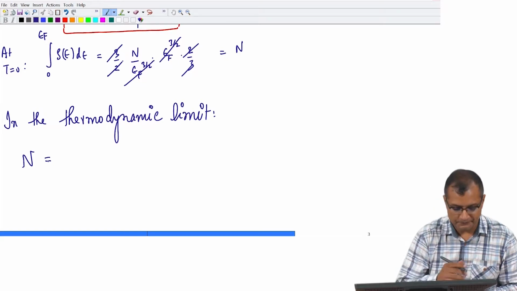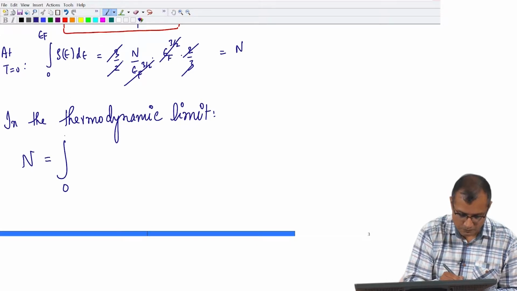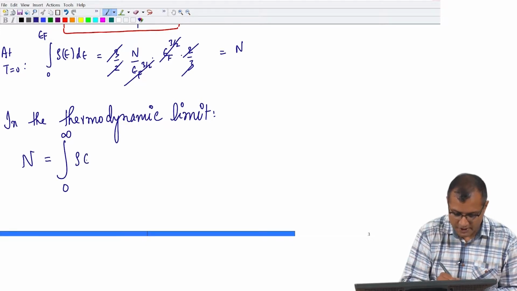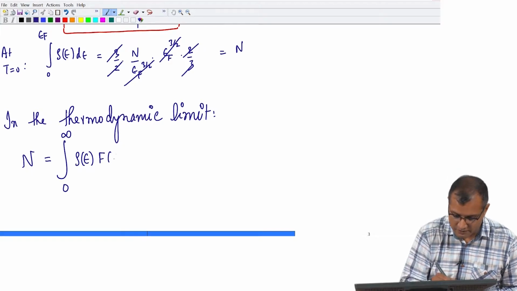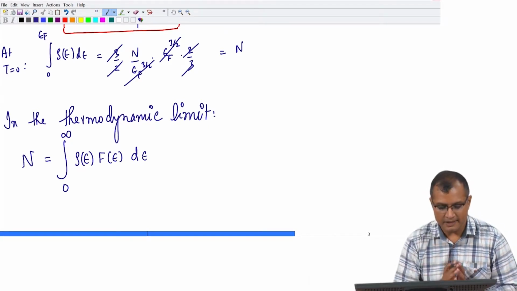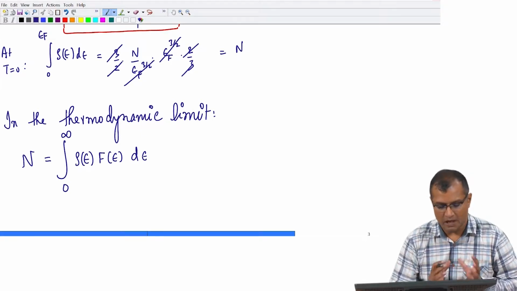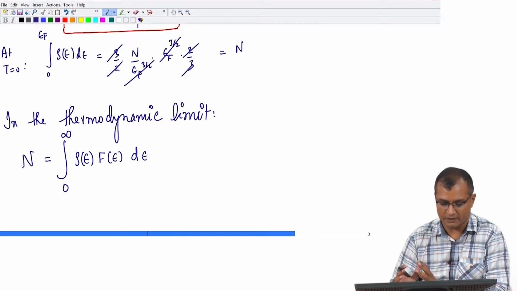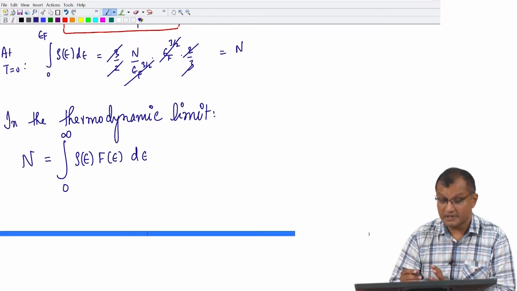expression for n. Now, n is nothing but integrating 0 to infinity the density of states. Now, I know this is the energy density of states into my Fermi function dE. Let us understand the integrand and the limits here. This is not just an arbitrary integral, it has a direct consequence from summing over discrete energy states.